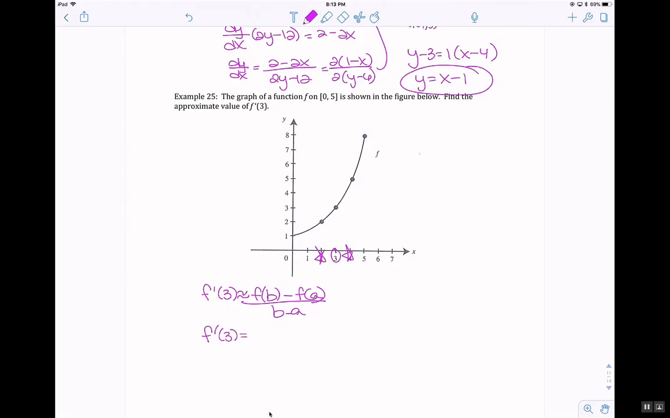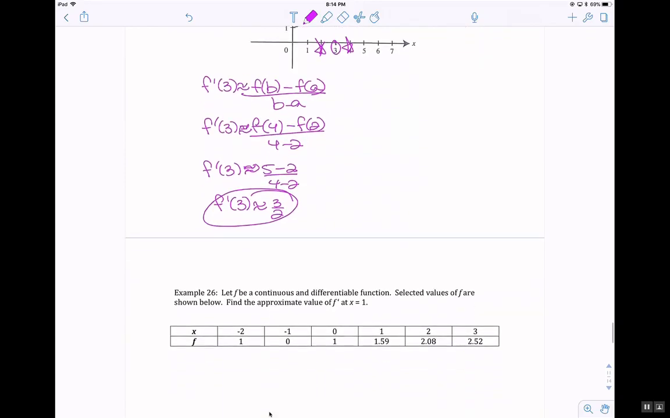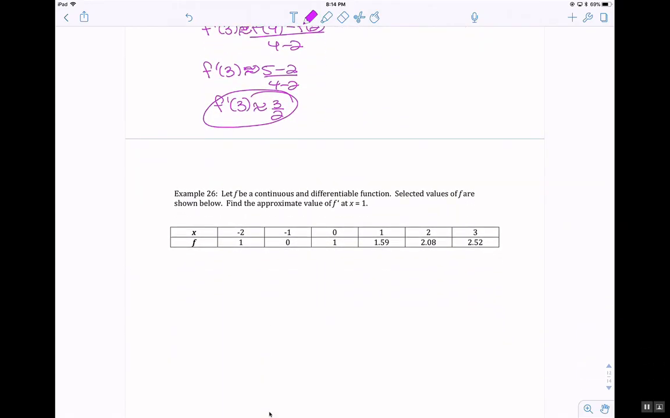So I look where 3 is. Here's where 3 is. So I'm going to go from 2 to 4. So f prime of 3 is approximately f of 4 minus f of 2 over 4 minus 2. So f prime of 3 is approximately 5 minus 2 over 4 minus 2. These should all be approximately equal to 3 halves. Okay?